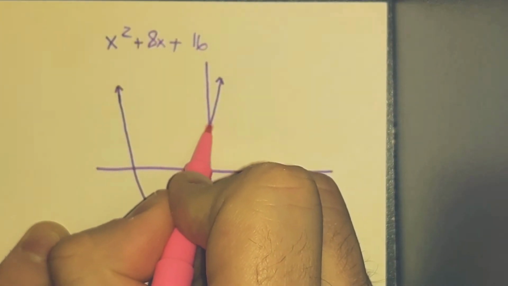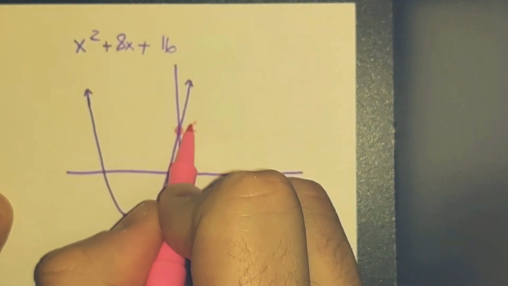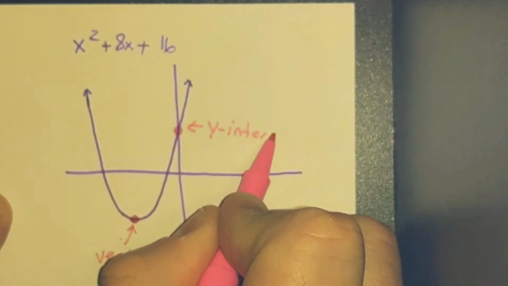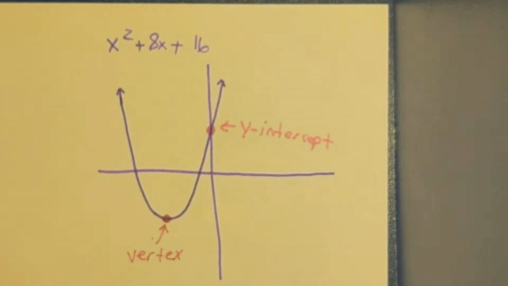Second point is where it crosses the y-axis. That is your y-intercept. We've seen that before, just like when we had linear equations. It's where it crosses the y-axis. That's your y-intercept.